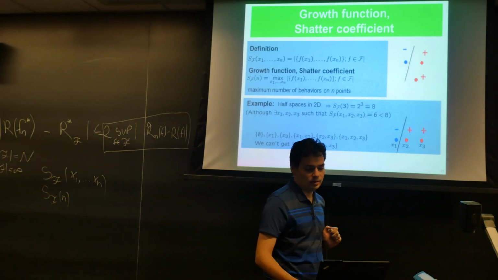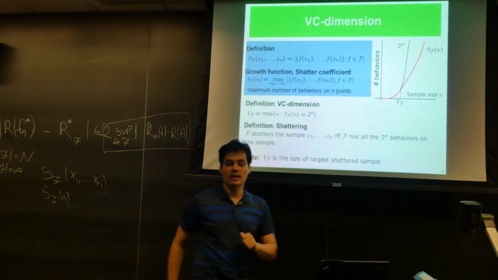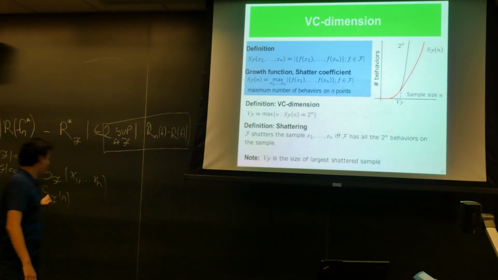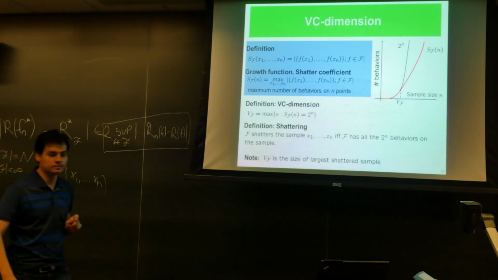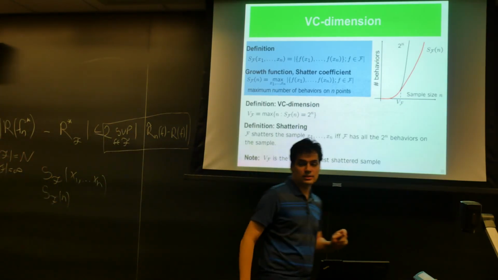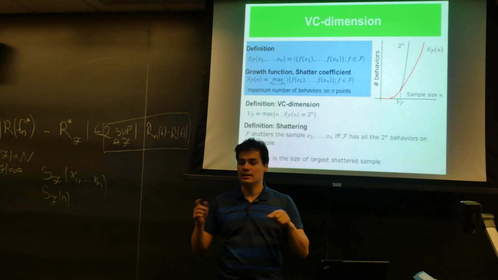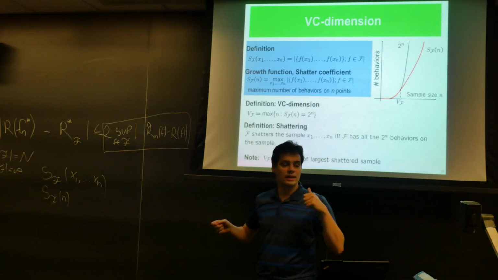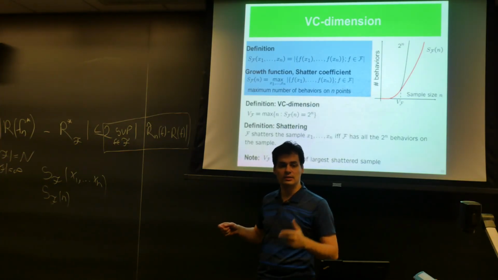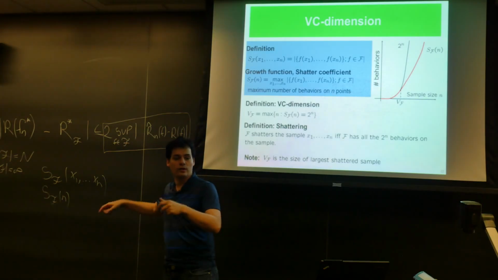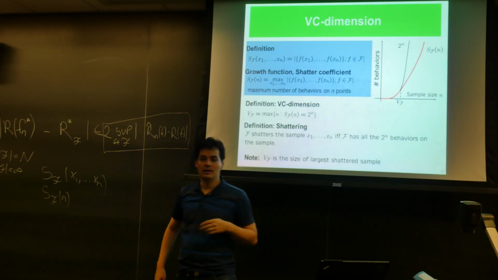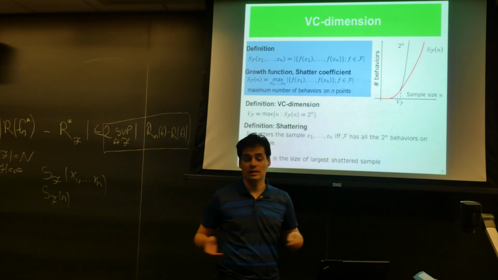Right, and then we define the VC dimension as the first sample size where this s(F, n) stops behaving like 2 to the n. So we looked at some examples like linear classifiers where, for example, in 2D, when n was 1, 2, or 3, then this s(F, n) was 2, 4, and 8. But after that, s(F, 4) was less than 16. And then we said that the VC dimension in this case was 3.